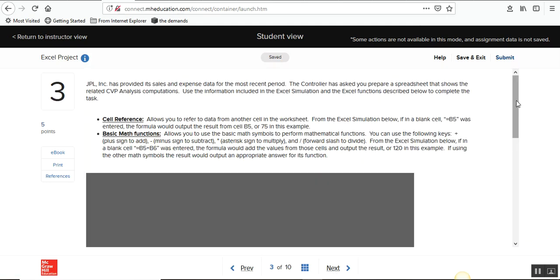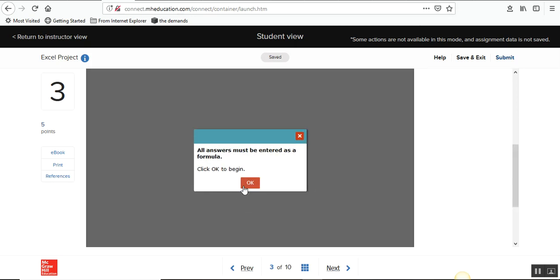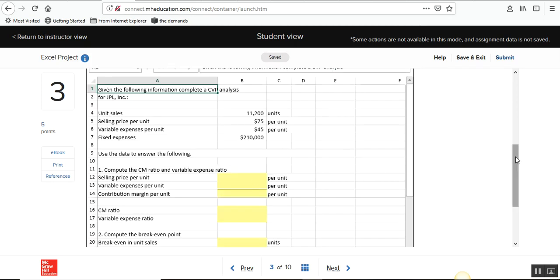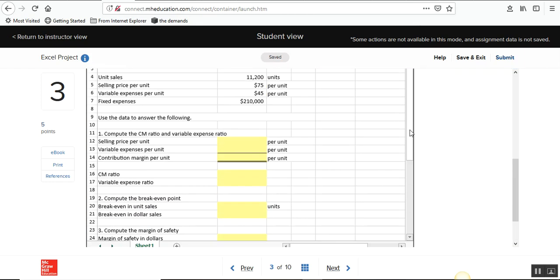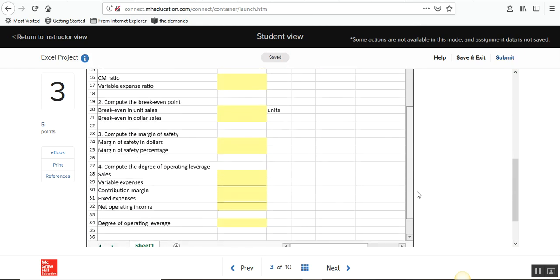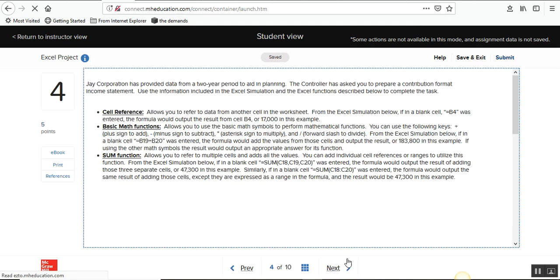With the third item here, it's going to refer to cost volume profit analysis. And really with this, it's going to be very similar to what we did in chapters 5 and 6. When you look at it, we're going to see the actual contribution margin calculation, calculating a break-even point, and degree of operating leverage. Those all should be familiar to you.